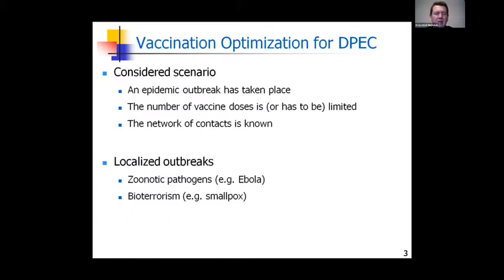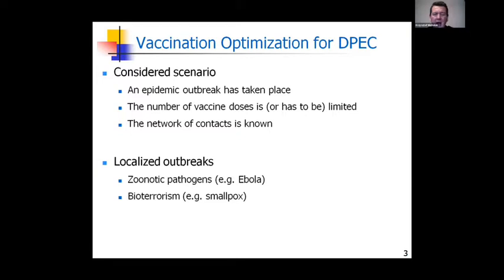The scenario considered in this paper is a scenario in which an epidemic outbreak has already taken place, and we perform optimization in order to apply a limited number of vaccine doses in the best way we can. In this particular paper, I assume that the network of contacts is known. Well, these assumptions, of course, do not hold in every possible epidemic scenario, but in some of these scenarios they do.